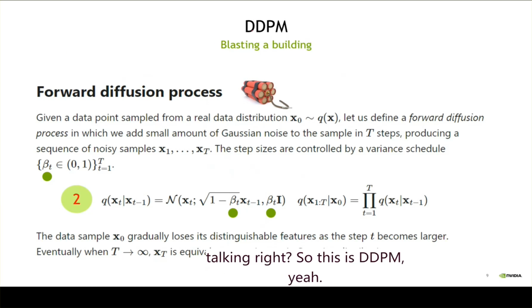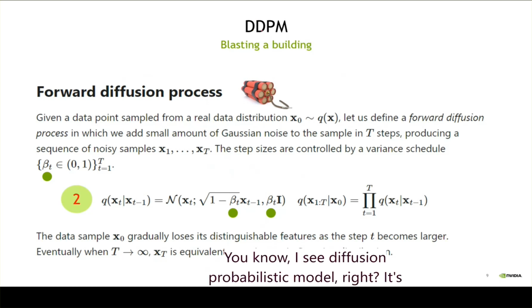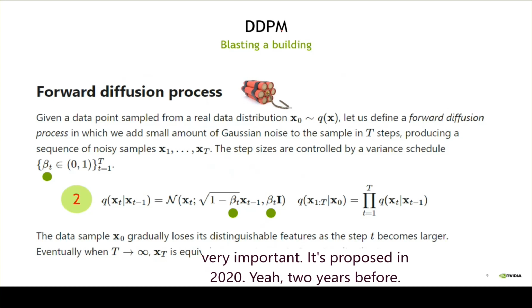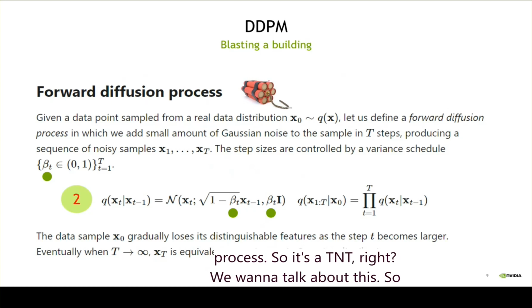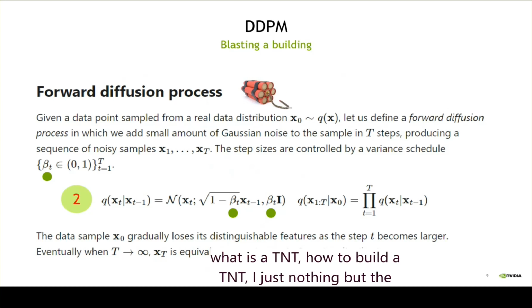So it's DDPM, the denoising diffusion probabilistic model, right? It's very important. It was proposed in 2020, 2 years before. So basically, we want to talk about the forward diffusion process. So it's a TNT, right? We want to talk about this. So what is a TNT? How to build a TNT?